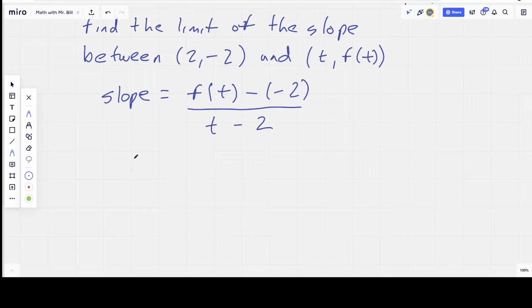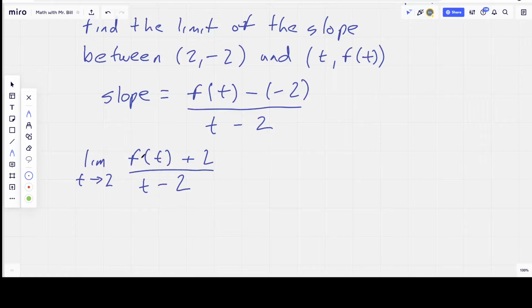Now the limit of what? So the limit as something approaches something. We'll take a look here in just a second, and we'll be able to determine what that is fairly quickly. What we want to know is what happens as our generic point gets closer and closer to (2, -2). So in other words, I want to know what happens when the t value approaches 2.